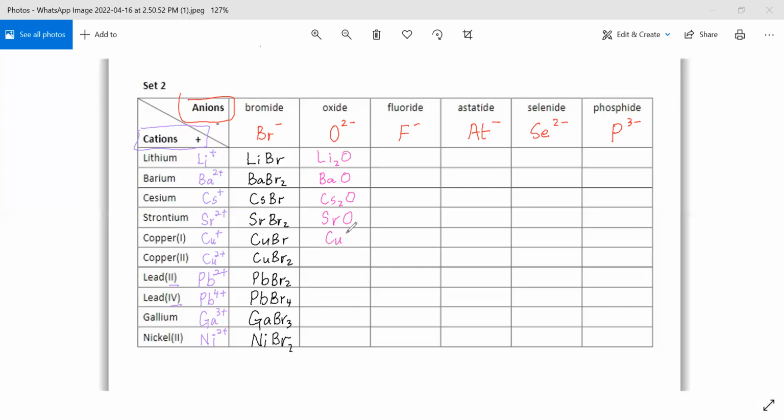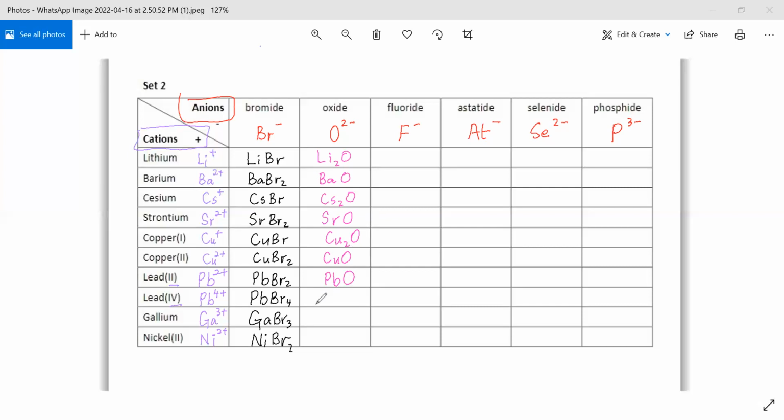CuO, are you sure this is copper 1, right? To be Cu2O. Perfect. Cu2O. Then CuO for copper 2. Next. PbO.